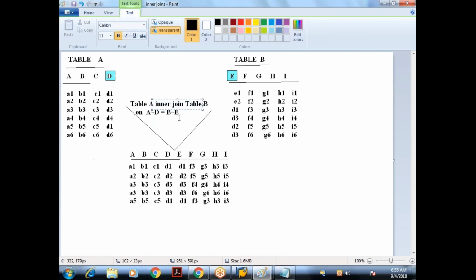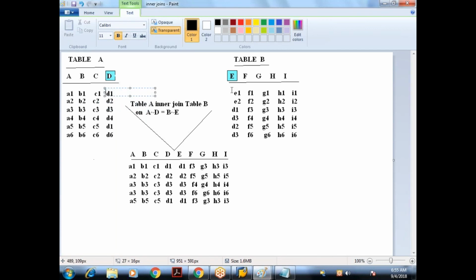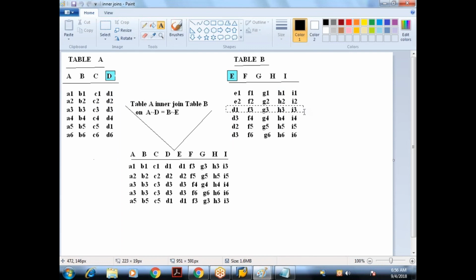Here, what is the first row in the left hand side table? A1, B1, C1, D1. The value of the logically related field is D1, so it will be compared with all the rows of the right hand side table. It compares with the logically related field, which here is E. In the first row, the logically related field value is D1. Is it matching with any of the rows here? Yes, it is matching the third combination: D1, F3, G3, H3, and I3.